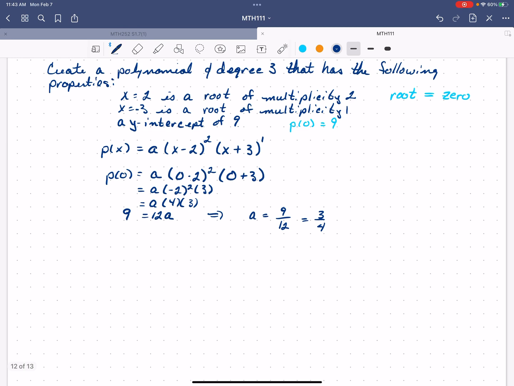So my polynomial that has a 0 of 2 with multiplicity 2, a 0 at negative 3 with multiplicity 1, and a y-intercept of 9 is 3/4 times x minus 2 squared times x plus 3.